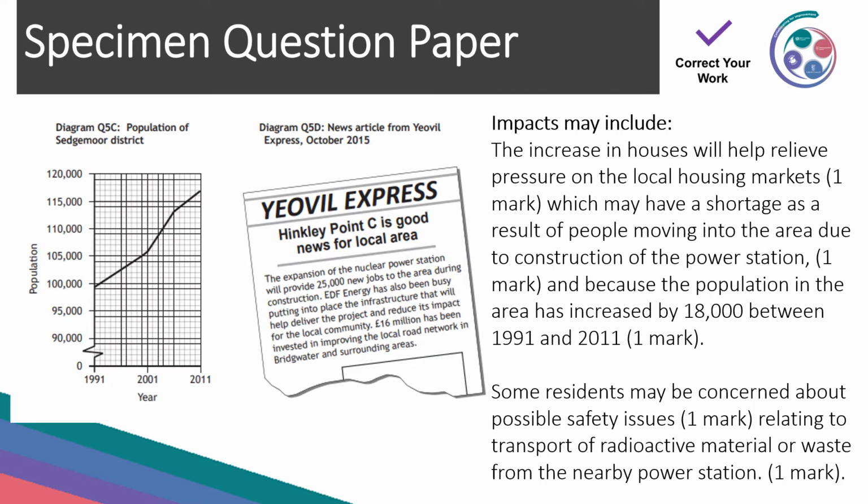So here we see an example of that. This is from the specimen question paper released by SQA a few years ago, and you can see here that we've got a graph which shows the population of Sedgemoor district, and we've got a newspaper extract from the Yeovil Express. Now you could get marks for relating your information to either or both of these. We'll look at the question in more detail shortly, but just to illustrate what I mean by this, it says that the increase in houses will help relieve pressure on the local housing market. So that's a mark that relates clearly to the population increase, which may cause a shortage due to the amount of people moving into the area for the power station. That relates to the second point. And because the population in the area has increased by 18,000 people between 1991 and 2011, that's just using the graph properly between the two dates on the graph given. So that alone gets you a mark.